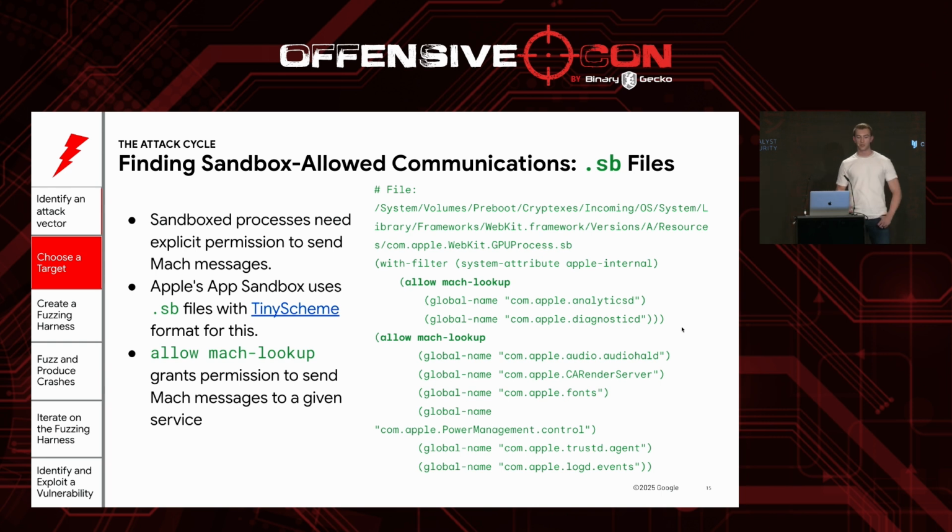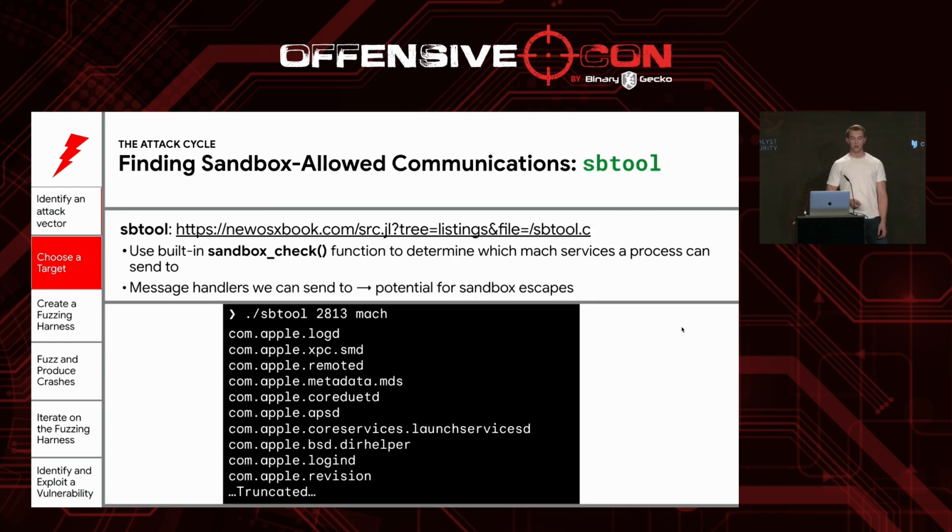To find these sandbox-allowed communications, one way you can do that if they're using Apple's App Sandbox is by looking at these SB files, which are written in the TinyScheme format. If a sandbox is allowed to send Mach messages, you will see this allow mach-lookup permission within that SB file. That means they can look up the service name and interact with it. Another thing you can do more dynamically is use the sandbox_check function, which is a built-in function. Jonathan Levin has a nice tool you can compile and use to determine which services a process can actually send Mach messages to.